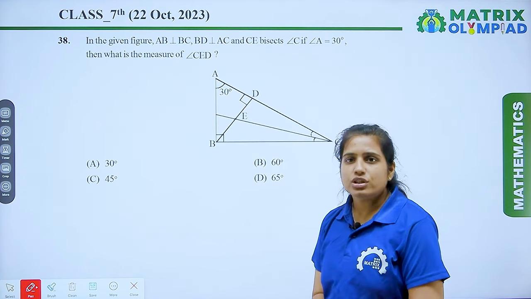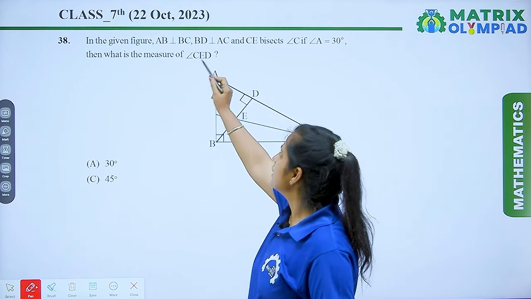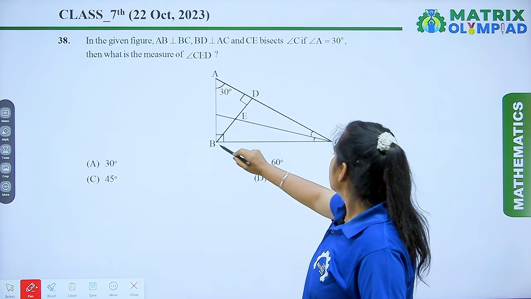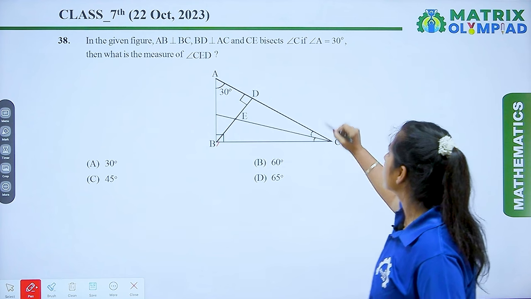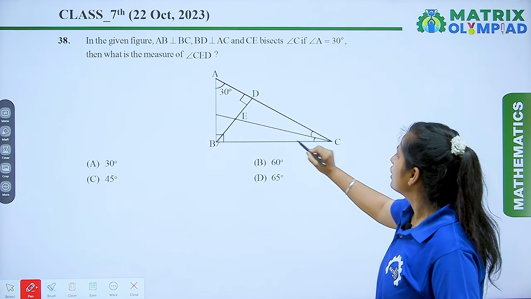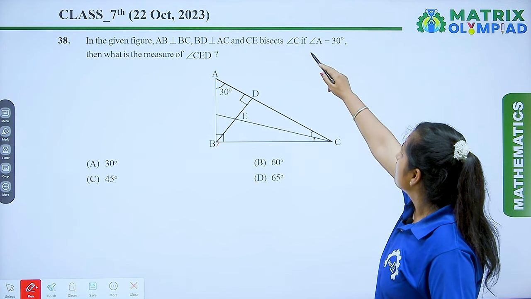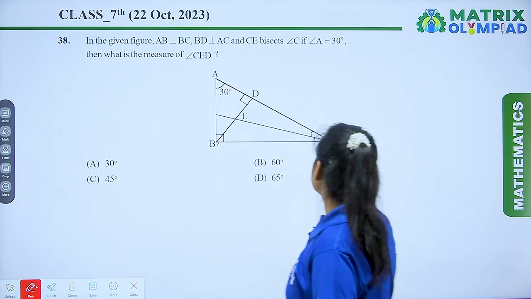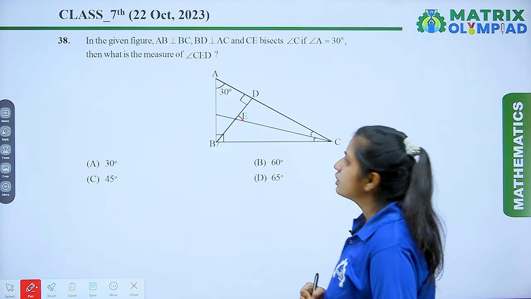Now the next question is question number 38. In the given figure, AB is perpendicular to BC, BD is perpendicular to AC, and CE bisects angle C. If angle A is equal to 30 degrees, then what is the measure of angle CED? So we have to find this angle.